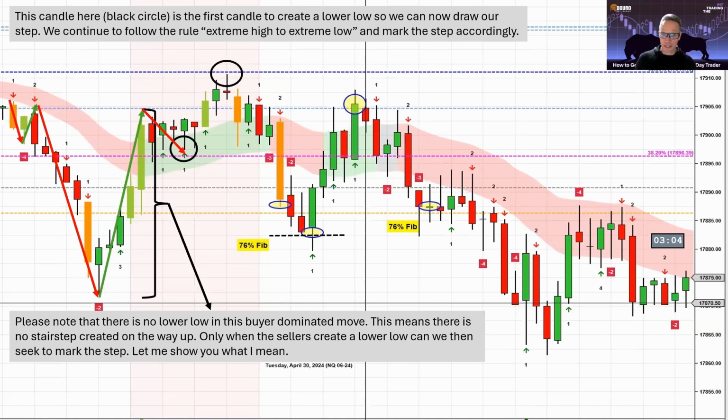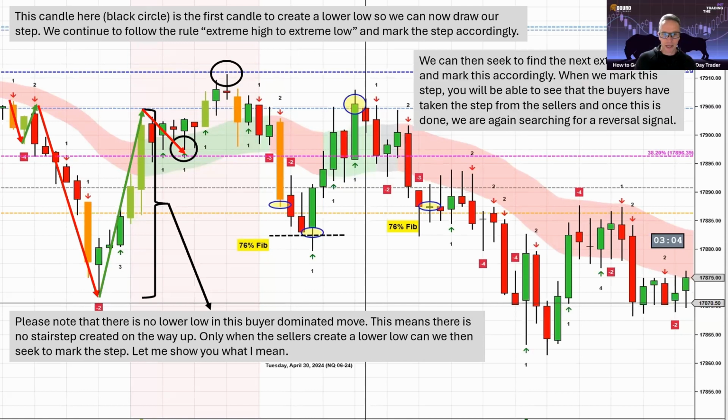I then find the next extreme high and I draw my leg up. Okay, so can everybody see what I'm ultimately doing here? I'm waiting for an extreme low and I'm drawing the arrow down. Then I'm waiting for an extreme high and I'm drawing the arrow up.